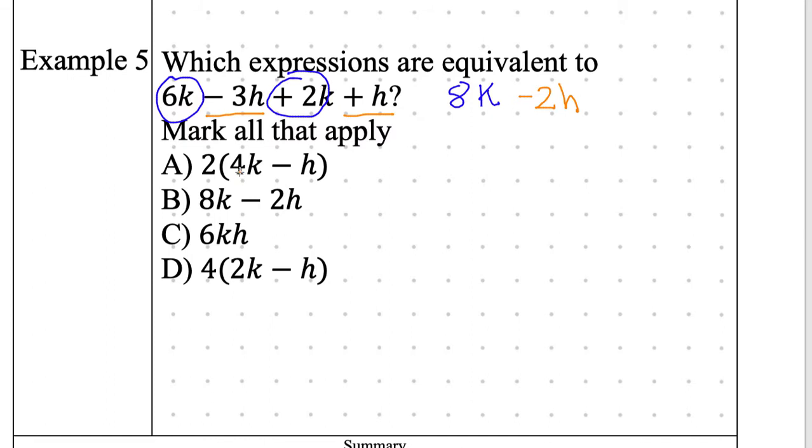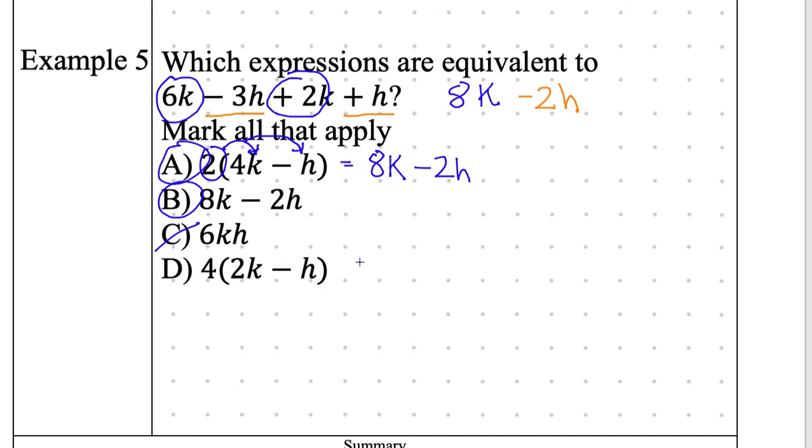So now I need to see which of these also look like this. Well, immediately I say, oh, 8k minus 2h. Well, that's an answer because that's literally what we just got. 6kh, that does not look right. There's nothing that I can simplify for C. But A and D I both need to distribute. Let's see what we get. So I'm distributing this 2 into the 4k, 2 into the negative h. Let's see, 2 times 4 is 8, so 8k. 2 times negative h is negative 2h. So that one also is correct. So A and B. Let's check D.